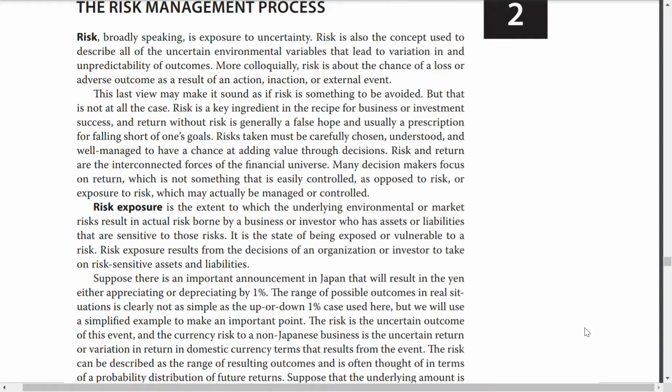Risk is also the concept used to describe all of the uncertain environmental variables that lead to variation in the unpredictability of outcomes. More colloquially, risk is about the chance of a loss or adverse outcomes as the result of an action, inaction, or external event.